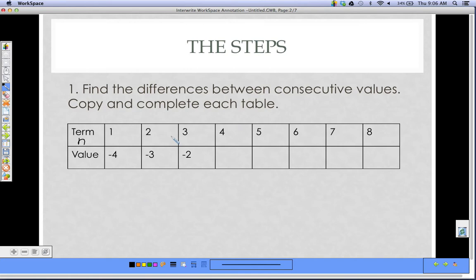So let's look at the values between -4 and -3. What is the difference? Well, hopefully you said +1. And it's very important that we put that plus in front because some of these we look at might be negative. So we want to show that we are increasing by 1. So here again, we're increasing by 1. So we're going to follow that pattern and fill in the rest of our table. So -1, 0, 1, 2, and 3.